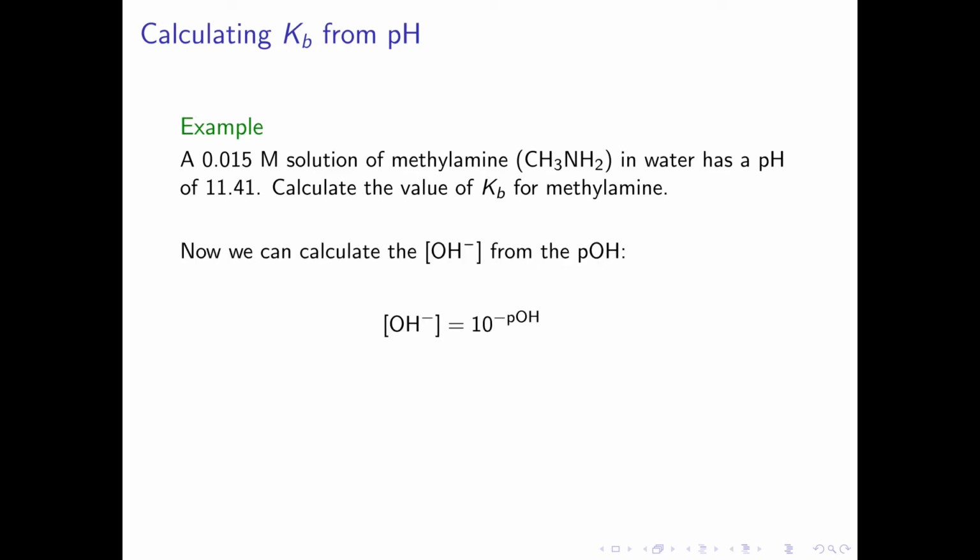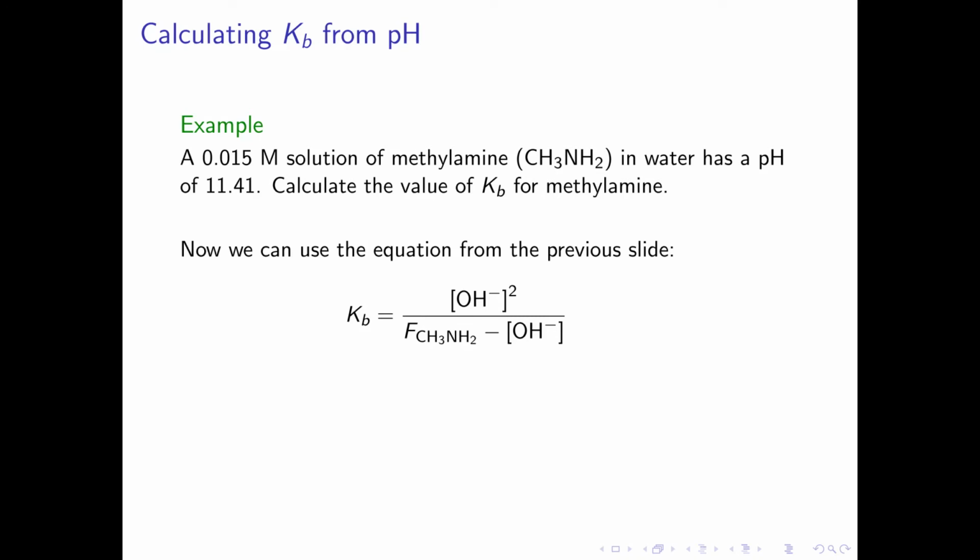The next step is to calculate the hydroxide ion concentration from the pOH. Again, the hydroxide ion concentration is equal to 10 raised to the negative pOH power, or 10 to the negative 2.59. This gives a hydroxide ion concentration of 2.6 times 10 to the negative 3.